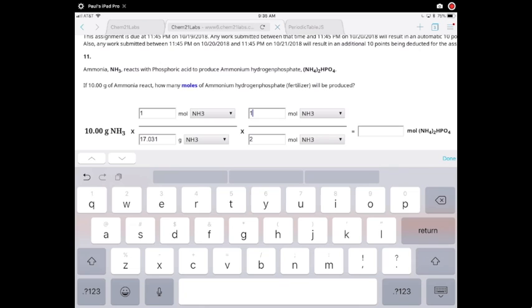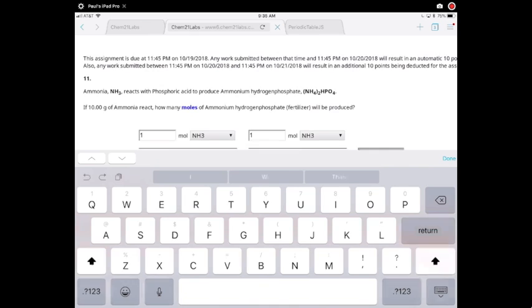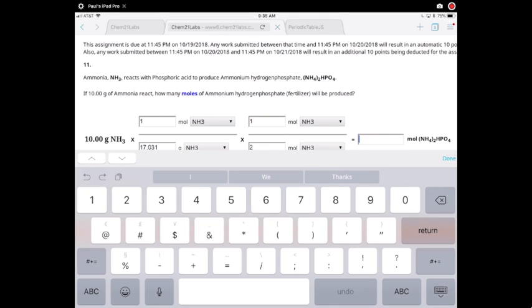0.293 what? 58. And that's moles of the thing. Okay, so how many sig figs? 4. 2.936 e to the minus 1, or it would accept 2936. I think that's easier for me. So 0.2936.